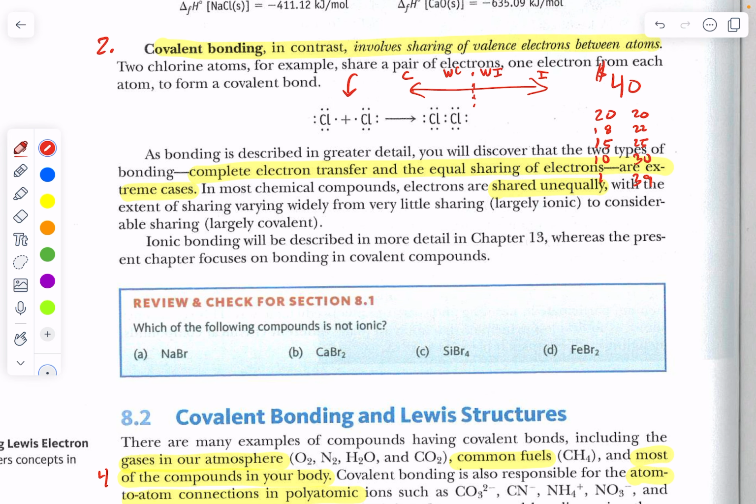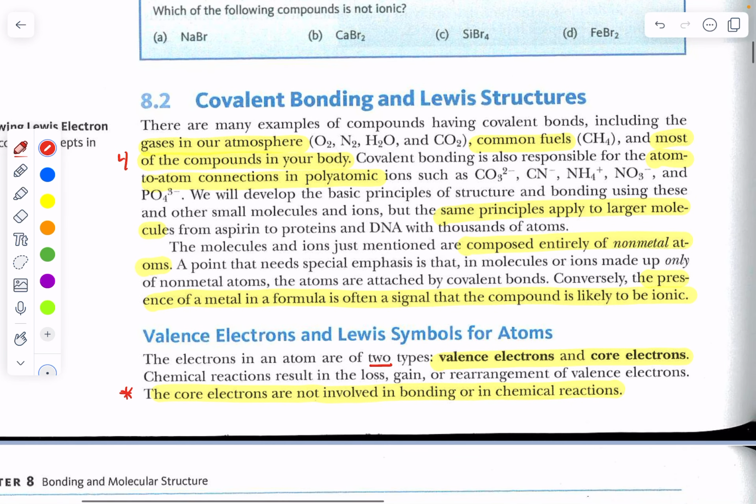All right, covalent bonding and Lewis structures. And there are many examples of this. And since we're getting ready in chapter 10 to talk about organic chemistry, there's a lot of stuff I'm going to be saying that relates to organic chemistry, and you need to keep it in mind as background information when we get to chapter 10. So, for example, the gases in our atmosphere very much are covalent compounds where there's going to be a sharing of electrons going on.